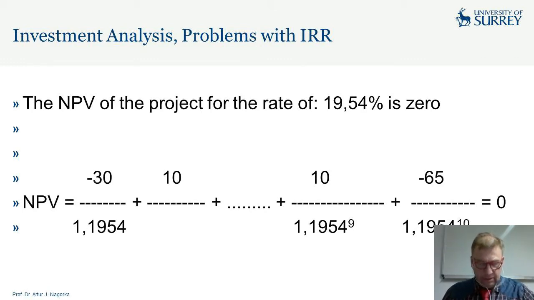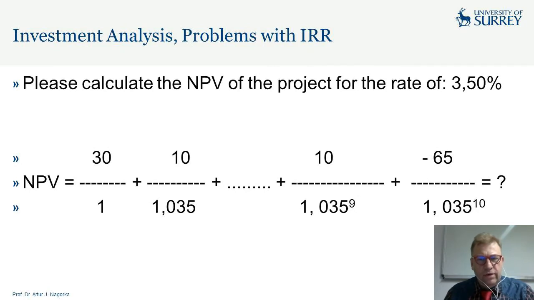And now we have another example. We have the same project with the same table, but this time we calculate the same project at the rate of 3.5%. I mean, just to look at, to see it, a very nice 3.50 percent. So please calculate now the net present value of our project at the rate which is 3.5%.